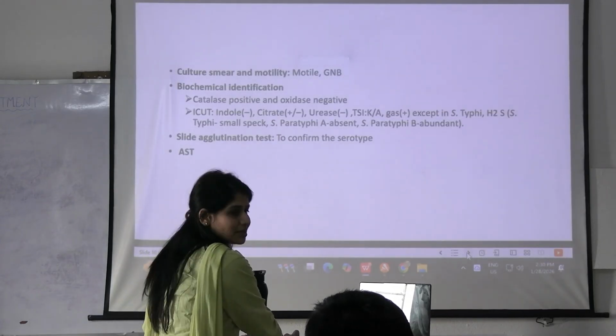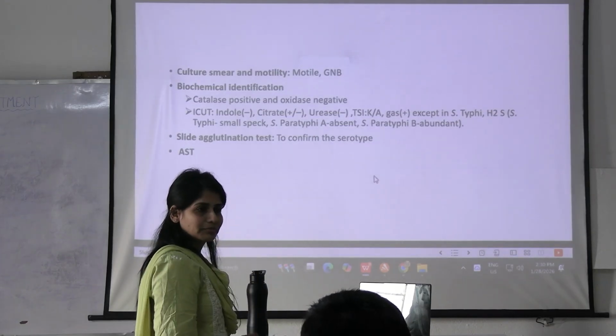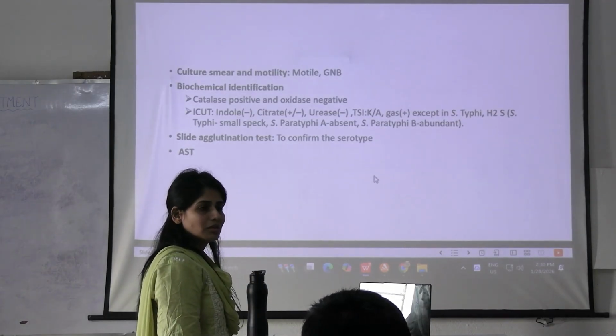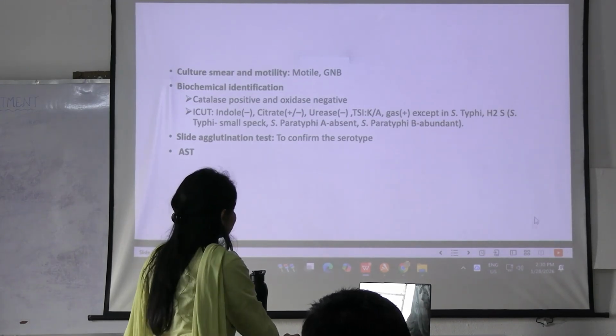Then we can perform AST, antimicrobial susceptibility test. Performed for what? To see the susceptibility of the organism towards a particular drug. Okay.